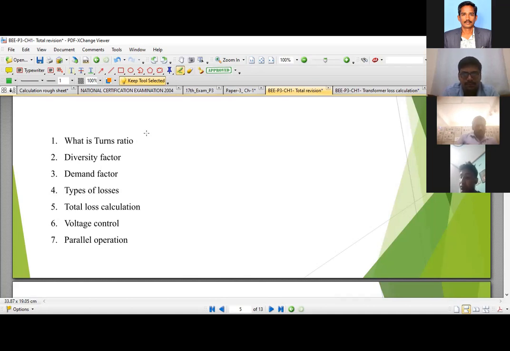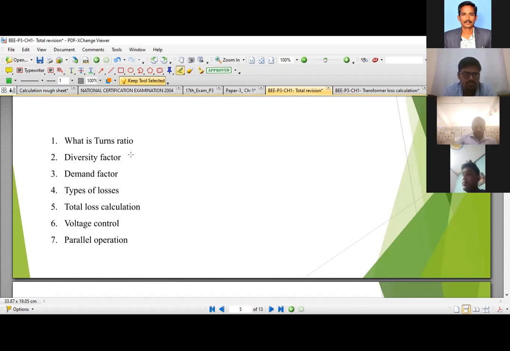Diversity factor is always greater than 1. Total connected maximum demand divided by maximum demand of the plant. Suppose you are generating 20 megawatt, but load connected is 40 megawatt. What is the diversity factor? 2. Okay. What is the purpose?